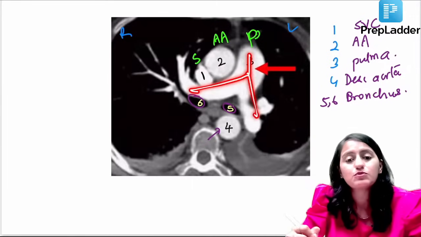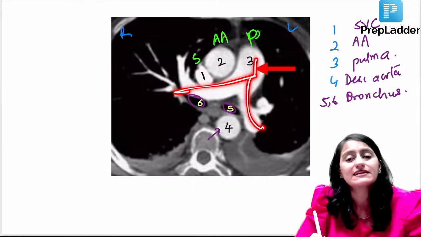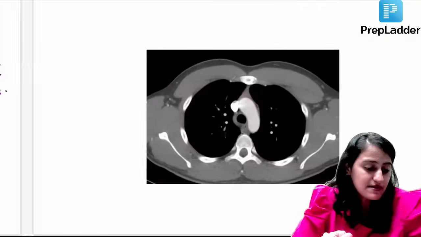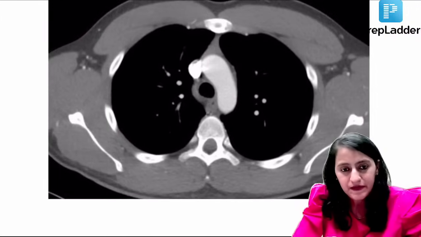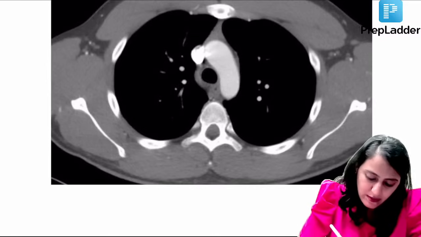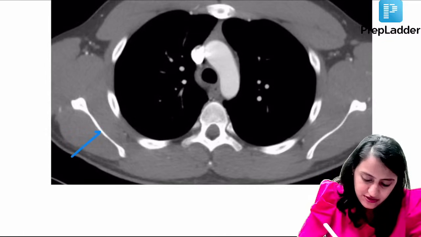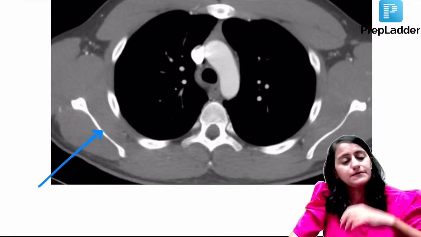Pulmonary artery, inverted Y shape, dividing into right and left into the lung. This is very, very important. This was asked in the recent NEET PG exam. All right, look at this image here and tell me what is this structure. What is this structure here?